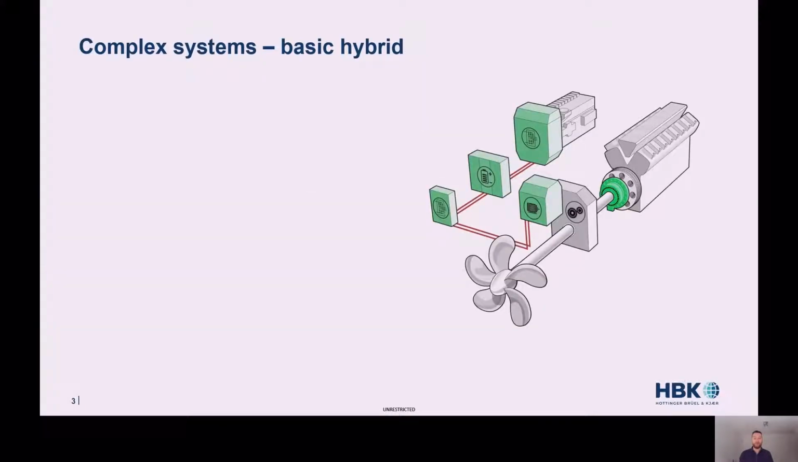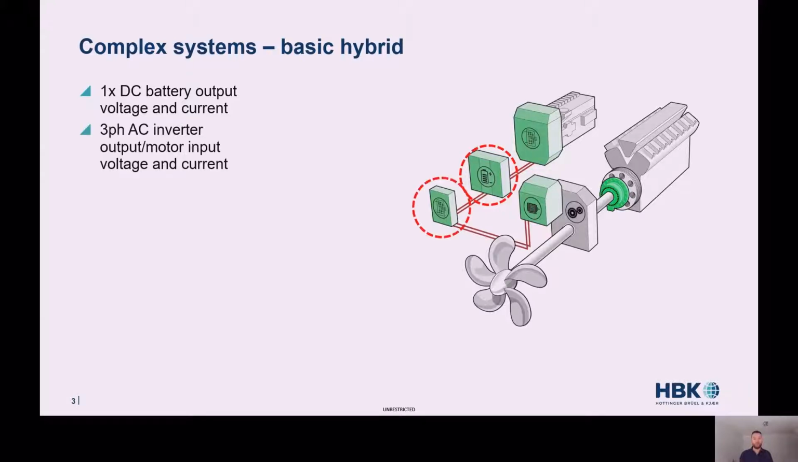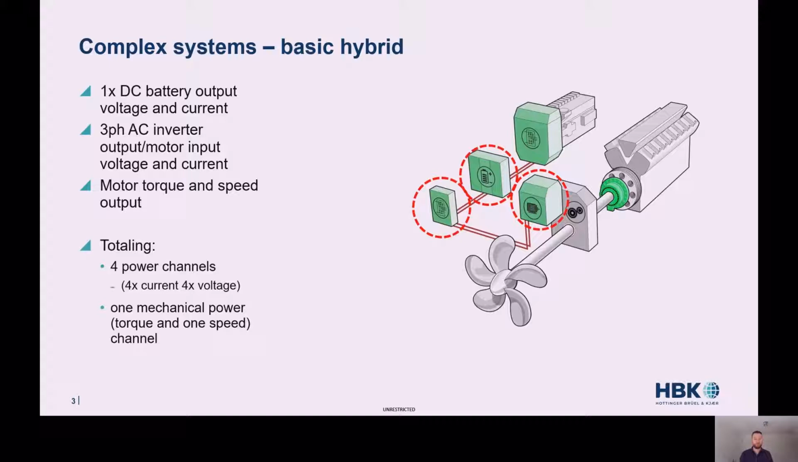Say we want to measure electrical power and derive efficiency, taking this basic hybrid as an example. Seems straightforward, battery output, inverter output, and motor output to be measured. So we have one DC battery input, we have 3-phase AC inverter output or motor input, and we have the mechanical output from the motor, which is torque and speed. This would total in 4 power channels, 4 currents, 4 voltages, and 1 mechanical power channel for torque and speed. Right? Well, partially. This is where we can find the first levels of complexity already.